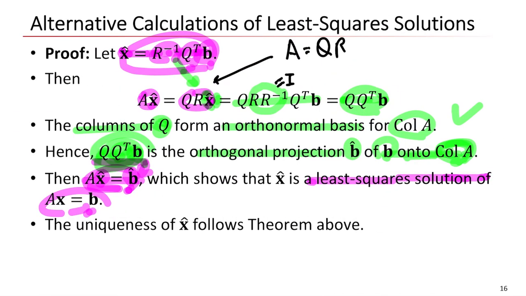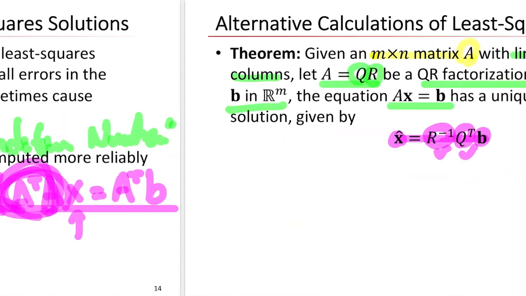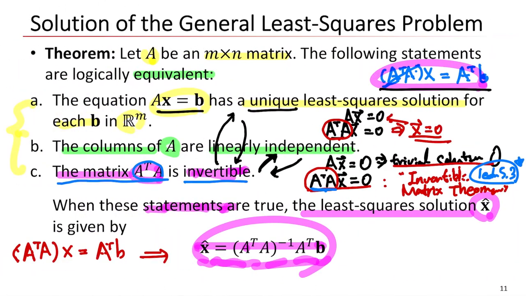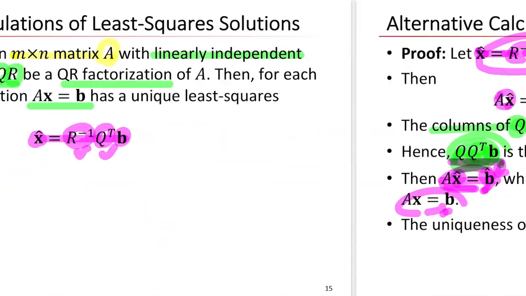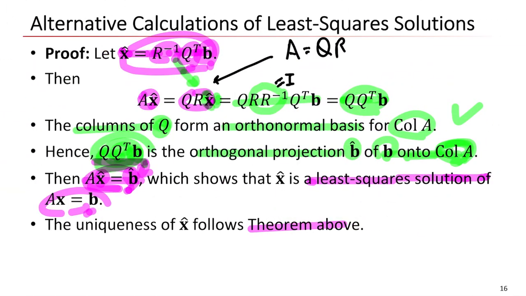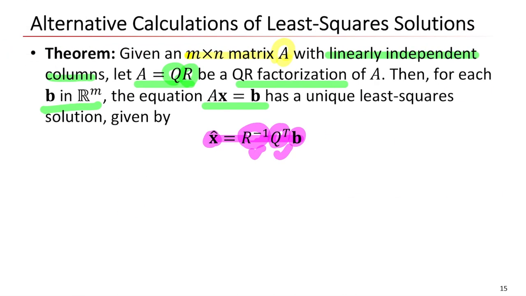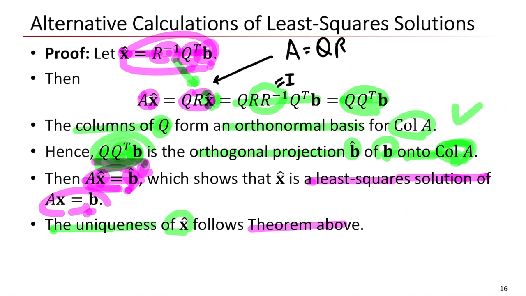Of course, by using the theorem here, we can easily find out the uniqueness of the X hat. Why? Because we assume that the matrix A has linearly independent columns. So we can say that this solution X hat should be unique, right? Okay, so this is the alternative way to find out the least square solution.